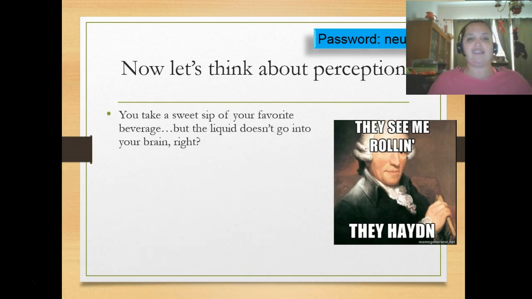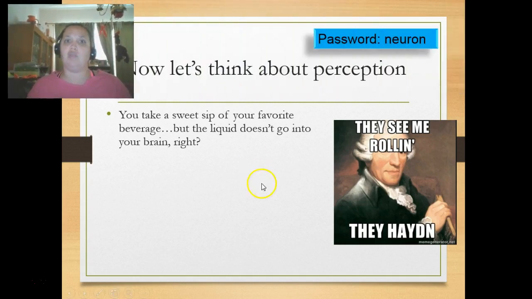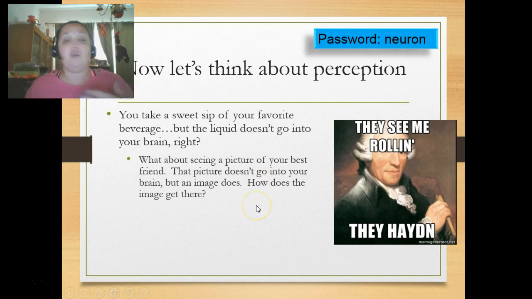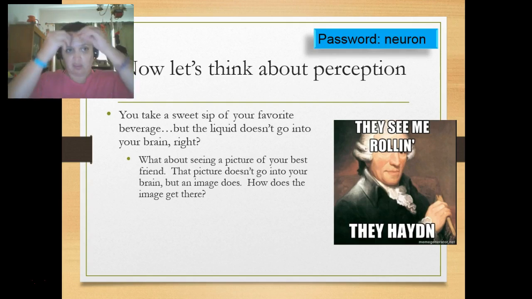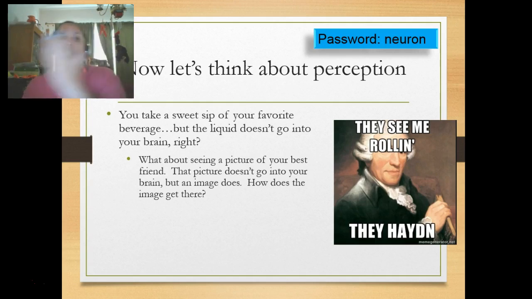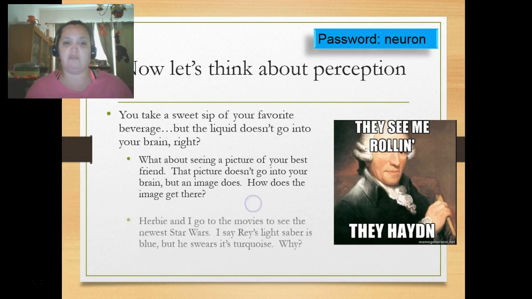So, like I said, when you take a sip of your drink or something else, that liquid itself doesn't actually go into your brain. It's important, we have it, but it's not like we're actually going to have liquid in our brain. And when I see my best friend or a picture of my best friend, it's not like the picture actually folds up and goes into my head. There's an image, but how does that information get from my eyeballs into my brain? It's not like I could open my head and pull out a picture of some sort.